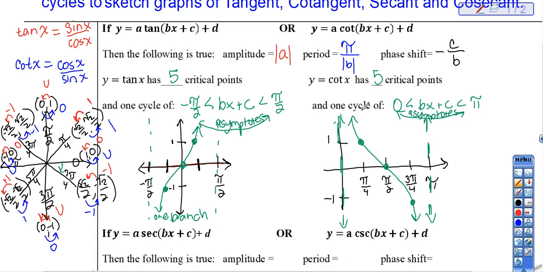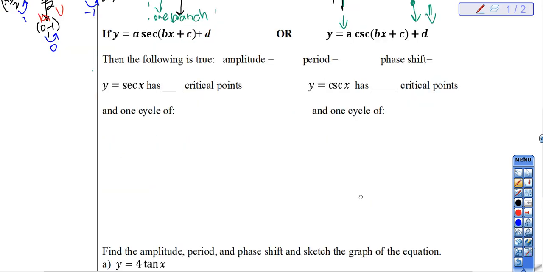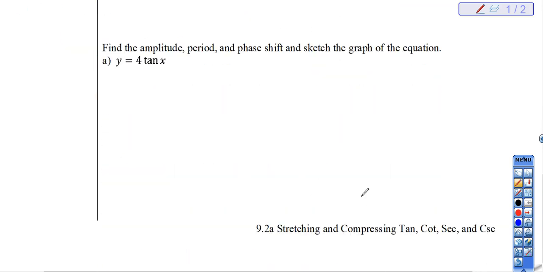Questions about that? Okay, I hope you're seeing how useful the unit circle is, helping you to identify your asymptotes. Okay, we're going to skip secant and cosecant for today. We're going to do example A and example B, and then we'll be done. Okay, so let's take a look at the instructions. It says find the amplitude, period, phase shift, sketch the graph of the equation.